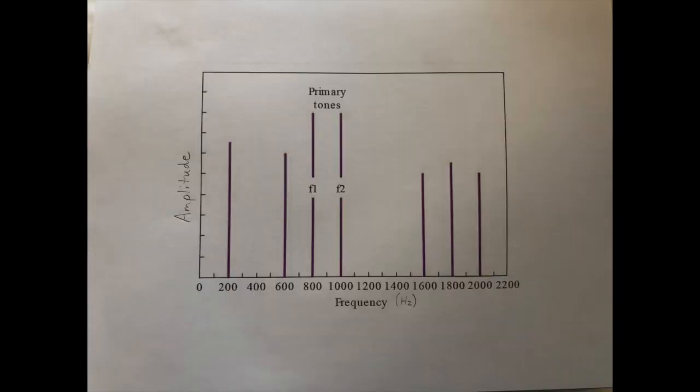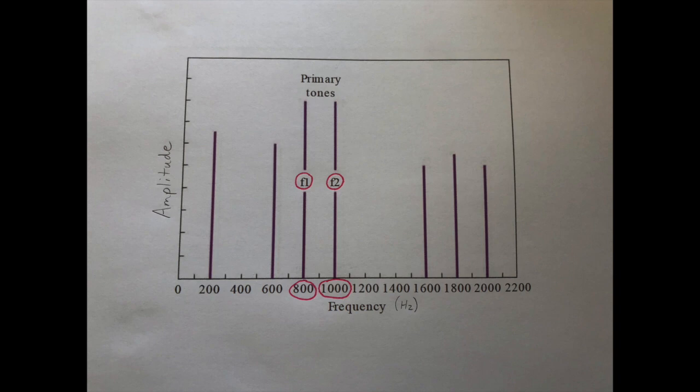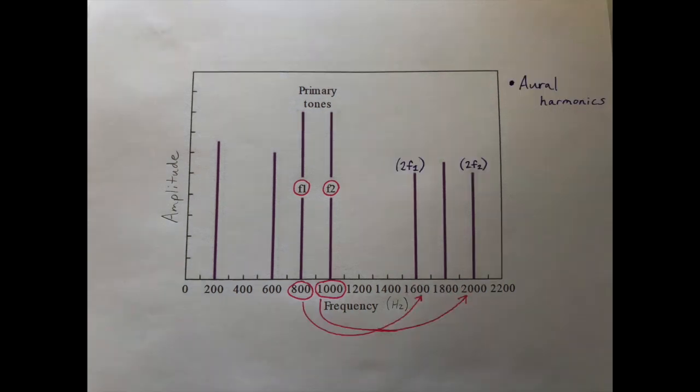This graph represents an example of distortion products. There are two pure tones being played outside a person's ear at the same time. The first one is F1 at a frequency of 800 Hz, and the second is F2 at 1000 Hz. The first distortions we'll look at, labeled in purple, are aural harmonics. The 800 Hz tone produced a distortion with a frequency of 2 times 800, or 1600 Hz. The 1000 Hz tone produced a distortion with a frequency of 2 times 1000, or 2000 Hz.